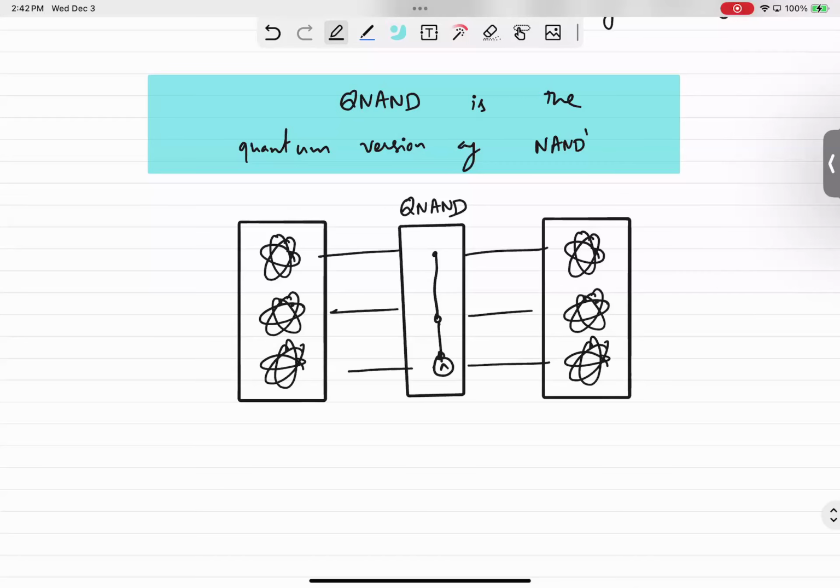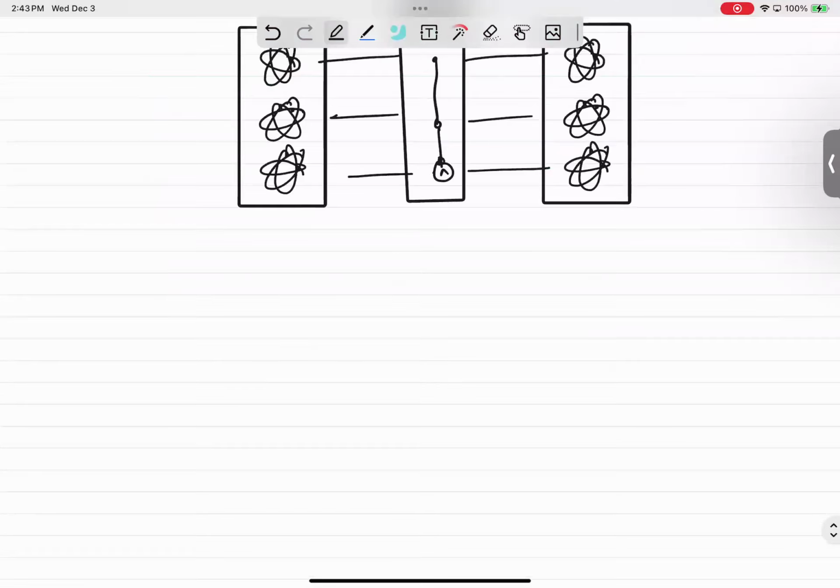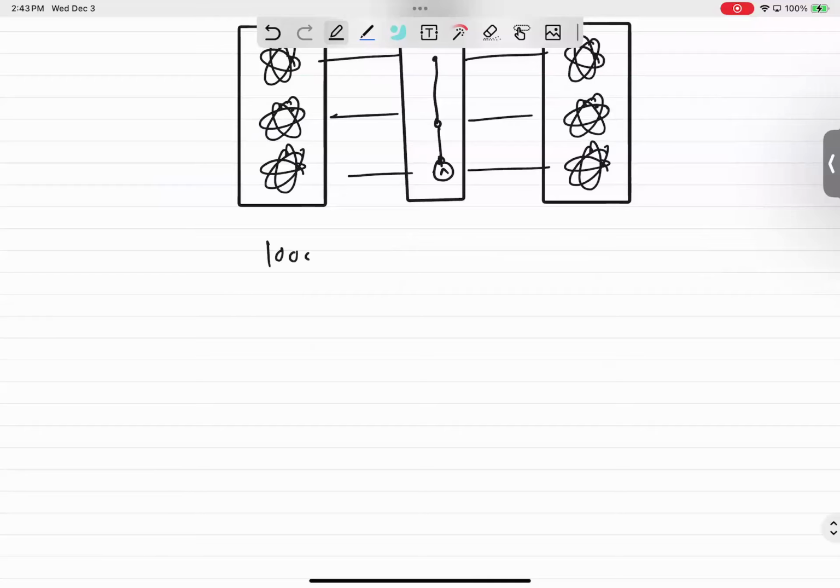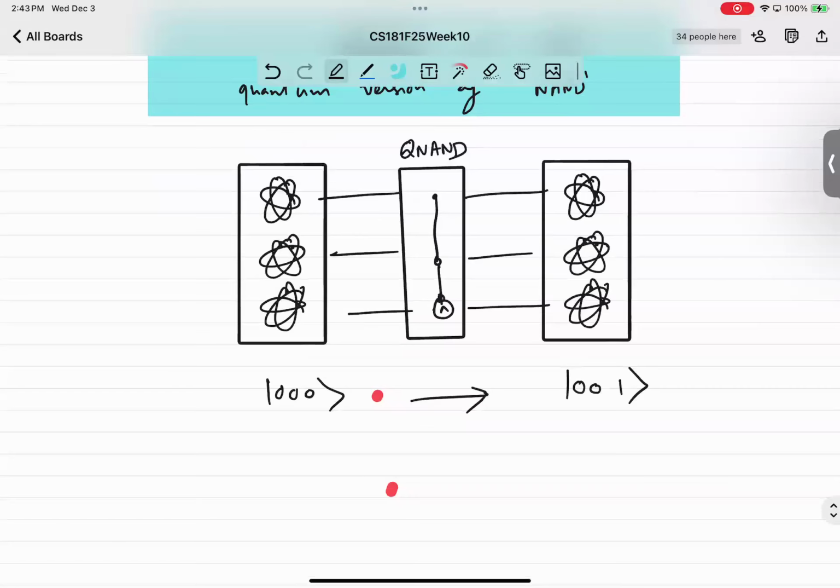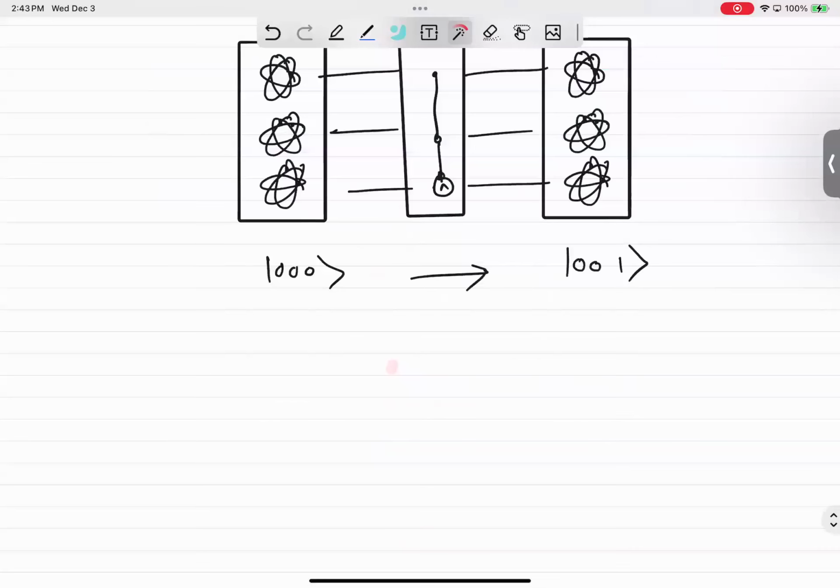Well, I'm going to tell you what it does on the basis states, and then we can use linearity to extend it to all possible superpositions. Okay? So for example, if I send in 0, 0, 0, I should get 0, 0, 1. You can check this, right? So NAND prime, the first 2 bits always go through as they are. The last one gets XORed with the NAND operation. Okay? So that's basically it.